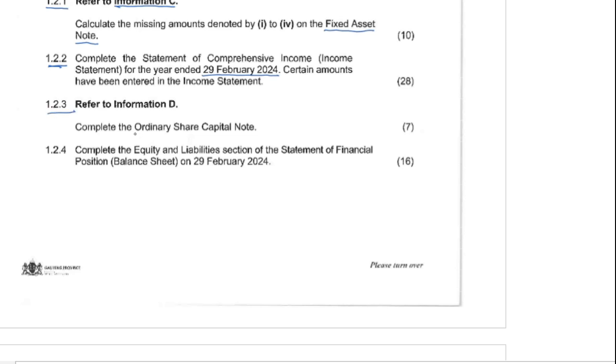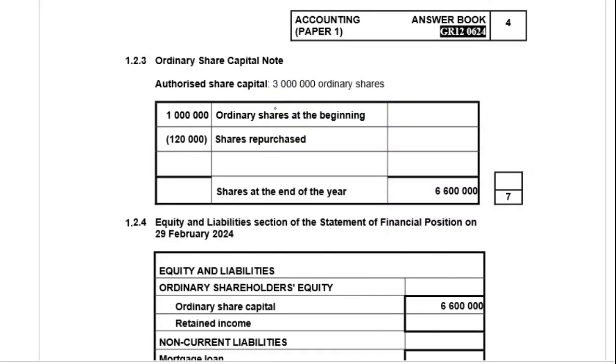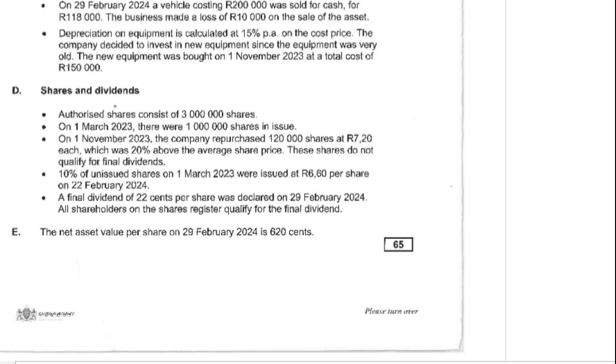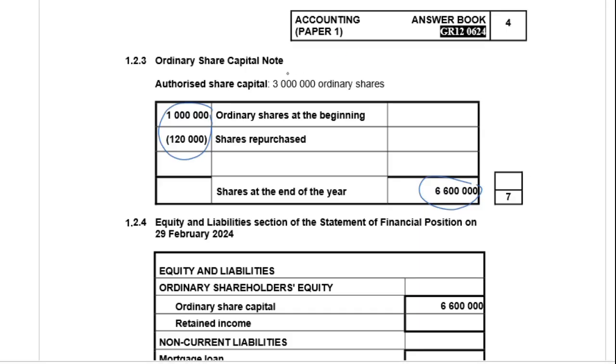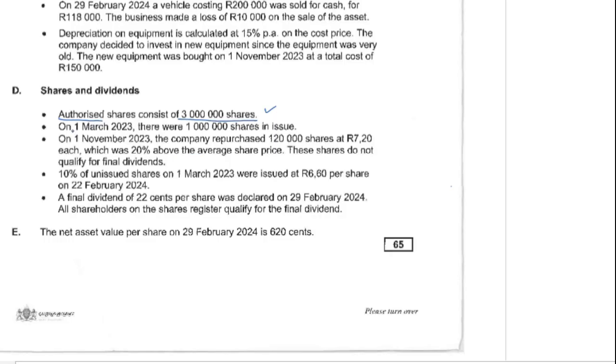Question 1.2.3 requires us to complete the ordinary share capital note. In our answer book, some figures have already been filled in. Let's have a look at the additional information given to us. It states that authorized shares consist of 3 million shares. If we look at our notes, we can see that that information has already been disclosed, so no further action needs to be taken. And then it states that on the 1st of March 2023, there were 1 million shares in issue.